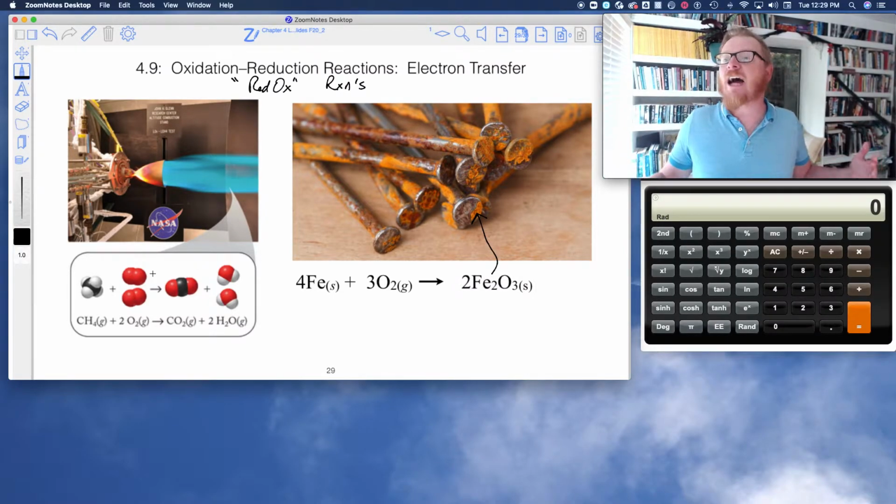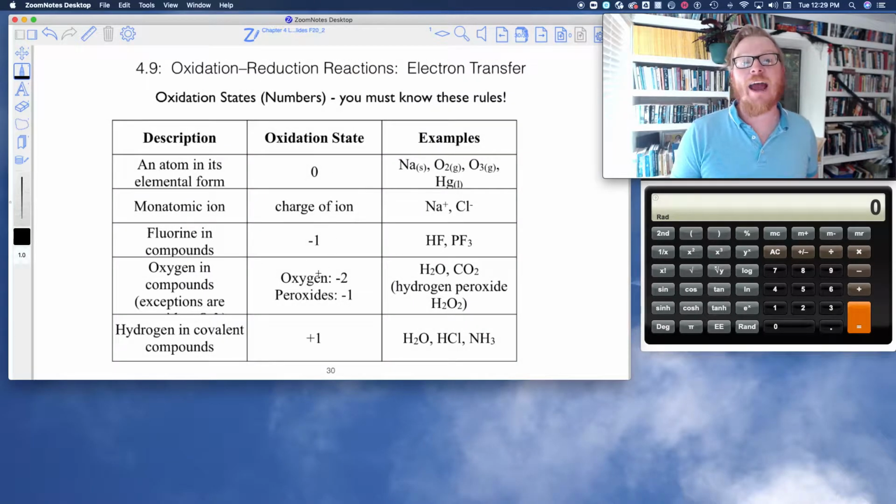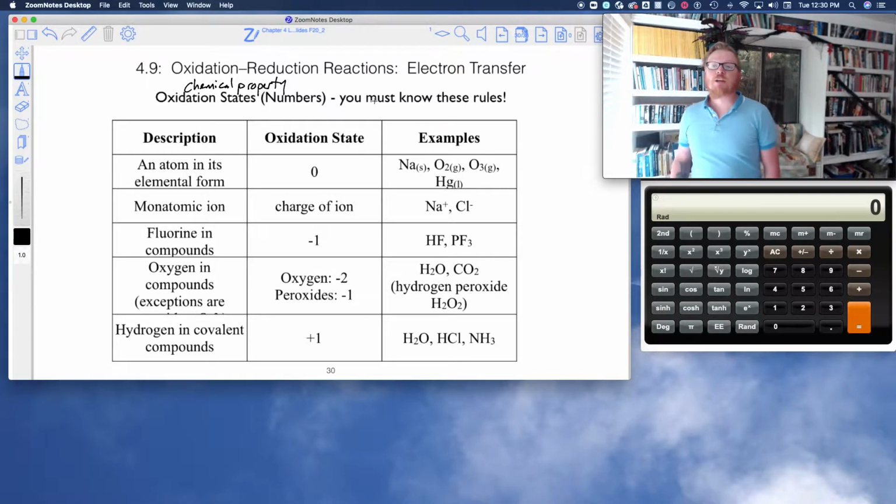So obviously redox reactions are super important in chemistry, okay? So how do we identify them? Well, the first thing we have to be able to do is determine the oxidation state or the oxidation number, okay? And oxidation state is a chemical property, okay? So just like density is a physical property, or the state, like solid, liquid, gas, those are physical properties.